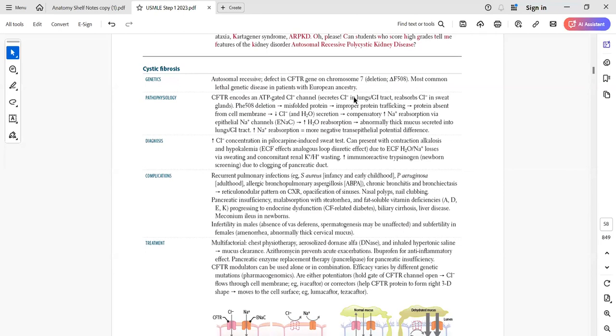There's decreased chloride secretion, and to compensate for the decreased secretion of chloride, the gland starts taking more and more sodium from the epithelial channels, and more water. Obviously, as the chloride drops, the sodium chloride pumps go into action, and now more sodium and more water reabsorption starts taking place. And because of so much reabsorption of water and sodium, there would be abnormally thickened mucus, which would be secreted into the lungs.